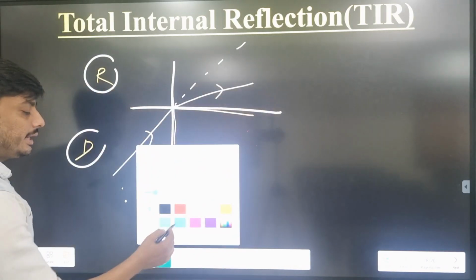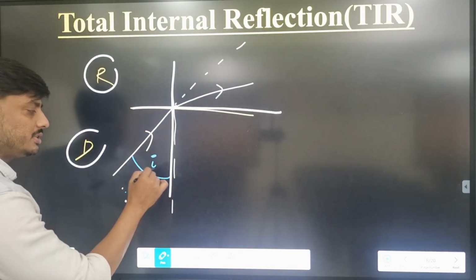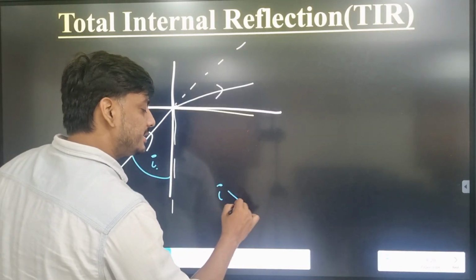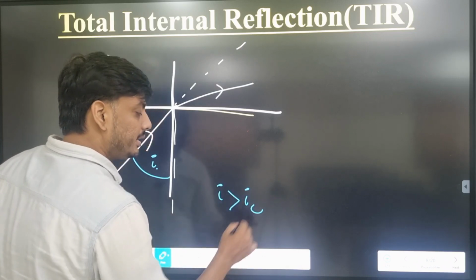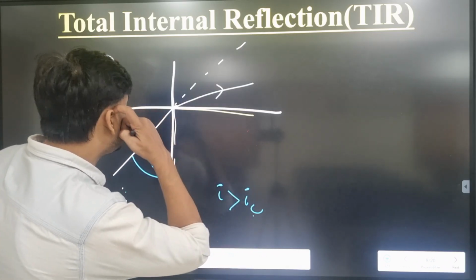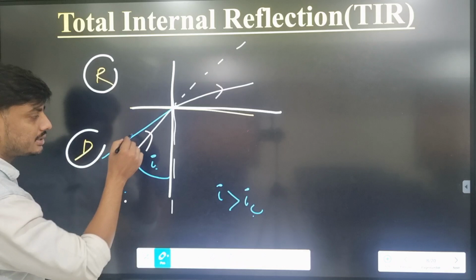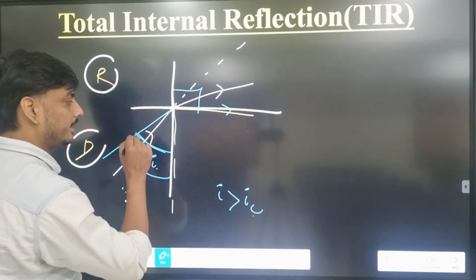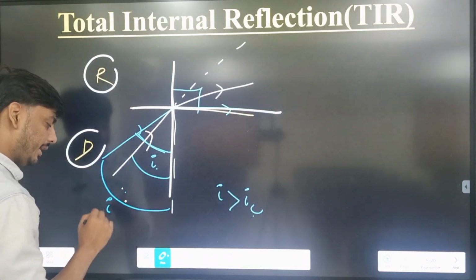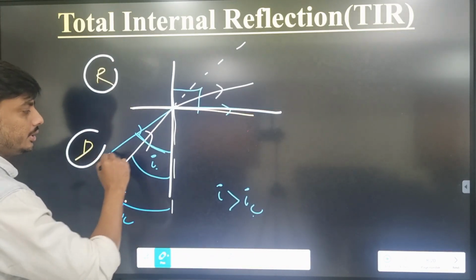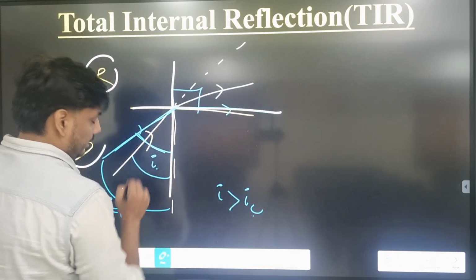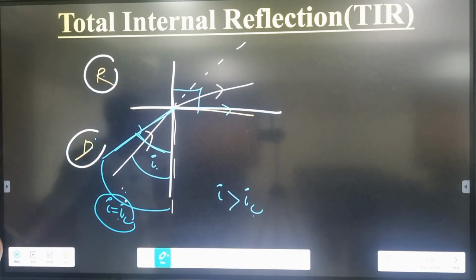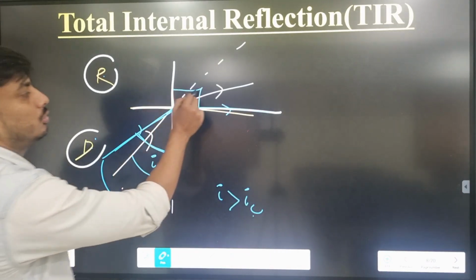If we increase the angle of incidence, where the angle of incidence is i, so that i is greater than ic. What is ic? ic means the critical angle. That means the angle of incidence for which the angle of refraction is 90 degrees. That is said to be the critical angle. So when i equals ic for that pair of optically rarer and denser media, the angle of refraction will be 90 degrees.